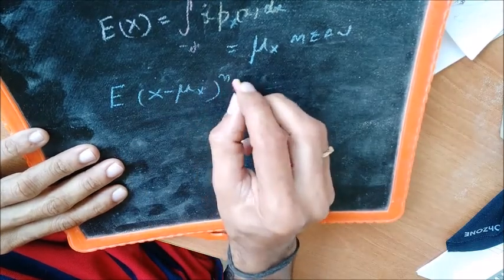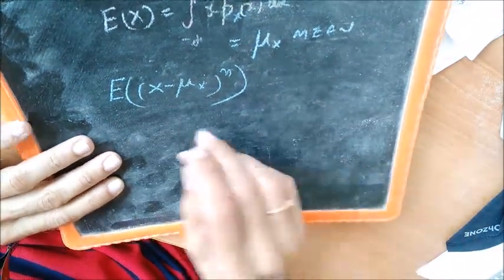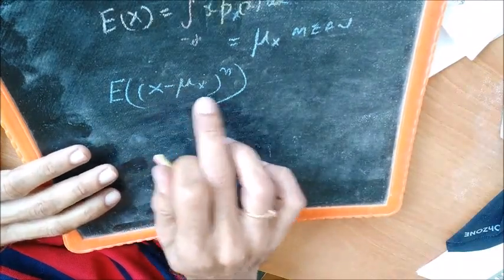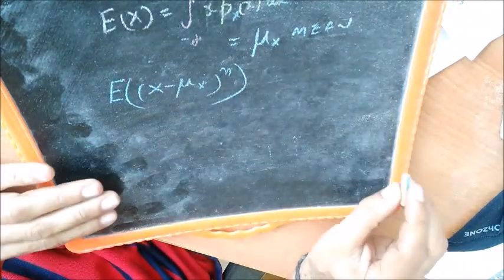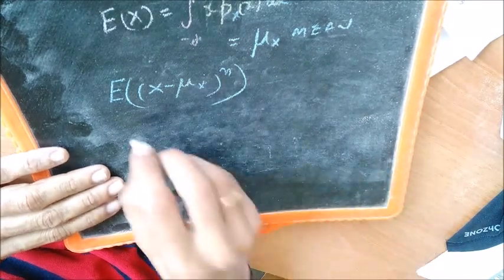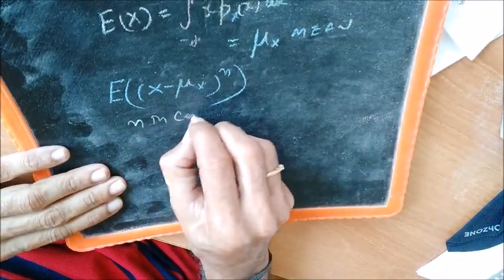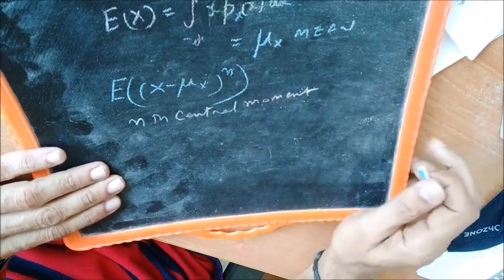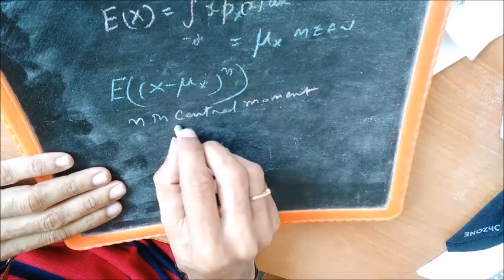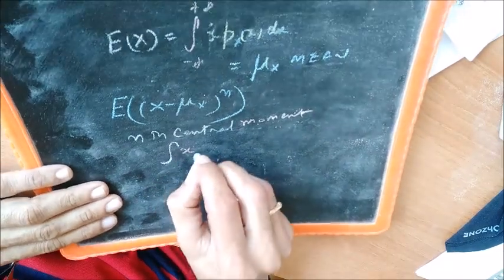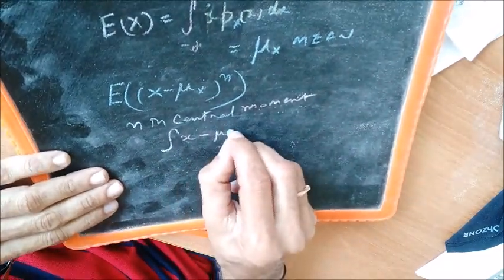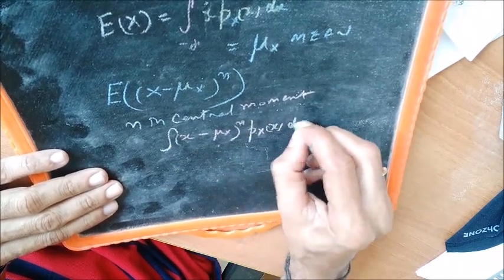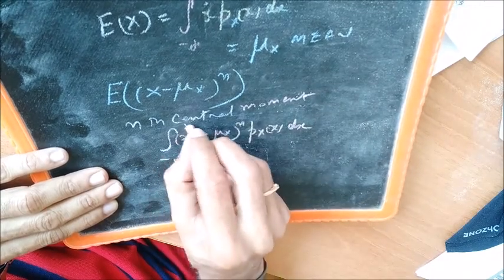nth central moment, which is computed like this, which is the expected value of the random variable minus its mean, raised to the power n. It is called as the nth central moment. It is computed as x minus mu x to the power n multiplied by the density function and integrated from minus to plus infinity.